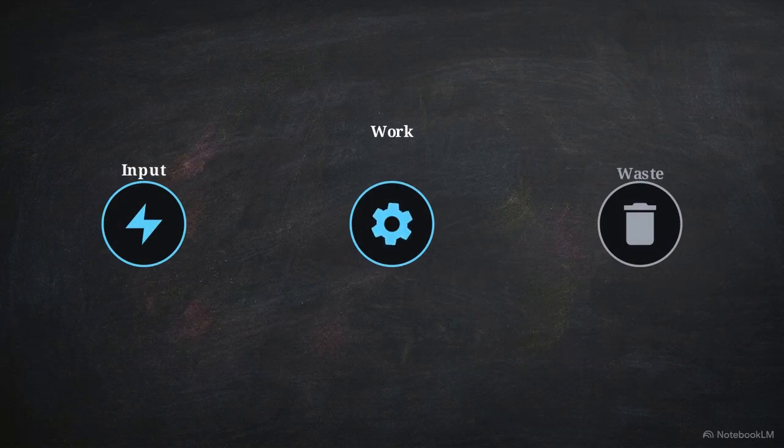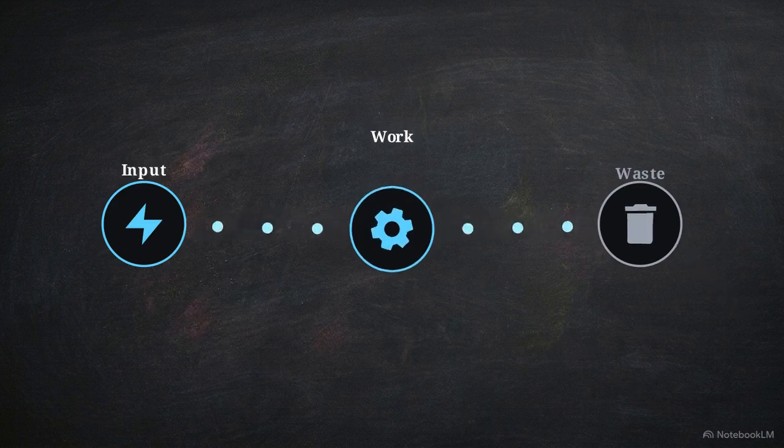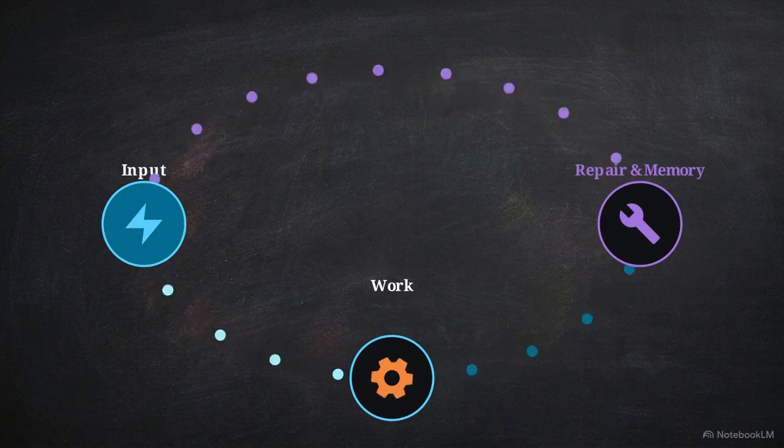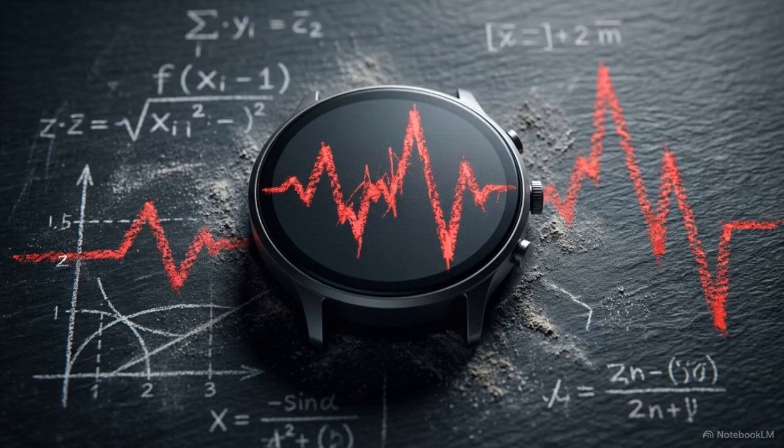Rule 3 demands that we close the loop. Linear systems consume input, perform work, and discard the rest as waste. A looped biological system uses the work phase to trigger localized repair and structural memory. That brings us to Rule 4, convert waste into signal.